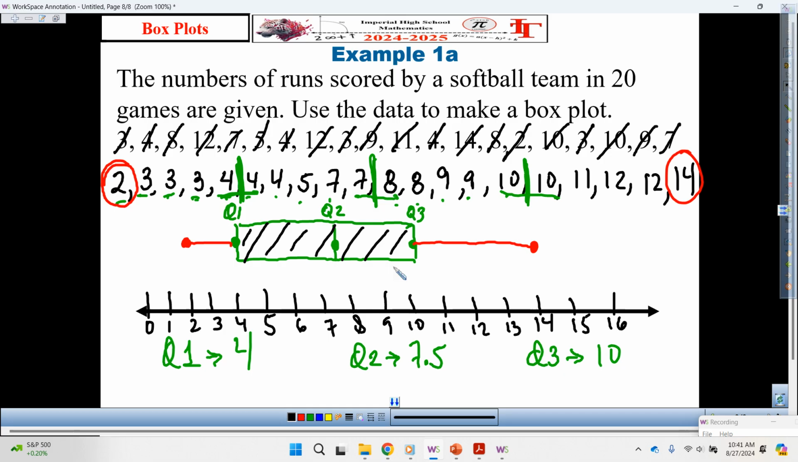Well, let's read the problem. It says, number of runs scored by a softball team in 20 games. However, the box shows the most common data. Let me repeat that again. The most common data. So that means the most common data is from where to where? From here to there. So according to that problem, think about it. What would you write in a statement according to that problem? Talk with your neighbor, what would you write?